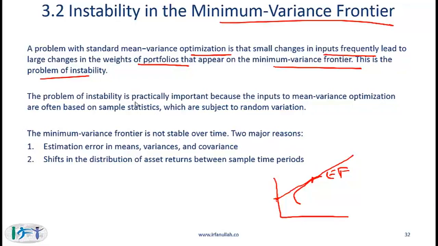The problem of instability is particularly important because the inputs are often based on sample statistics, which are subject to random variation. And I made this point before also: where do you get your expected returns or variances from? You pick samples which you use to predict the population, and clearly there will be sampling errors. The other point is that the estimates or the values for asset returns also change over time.